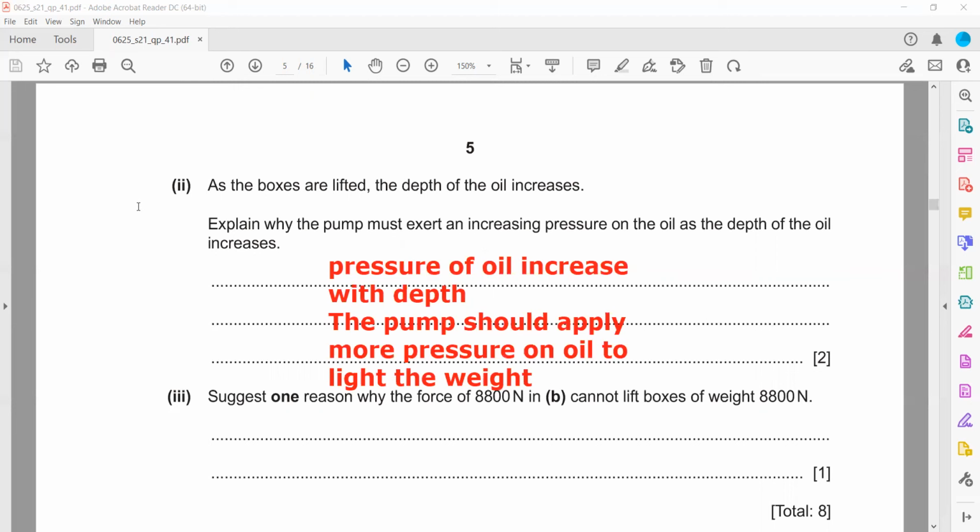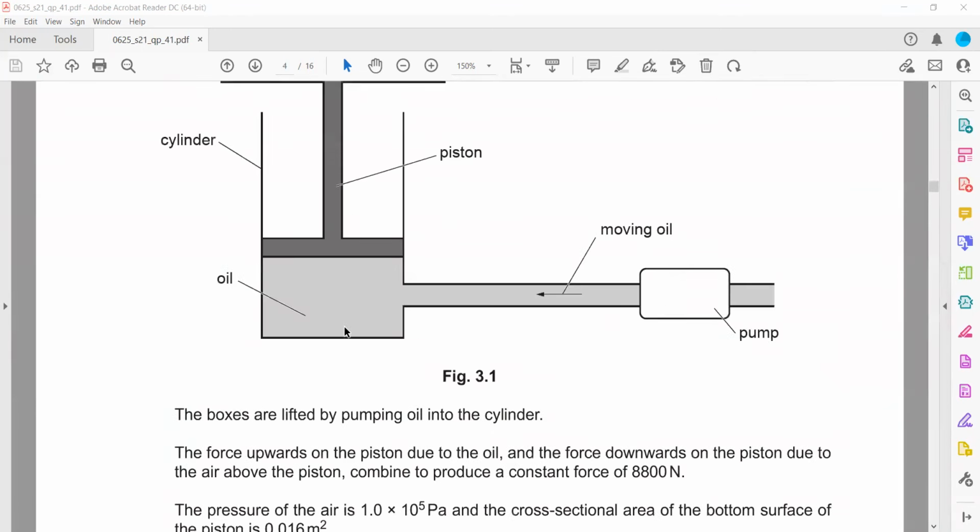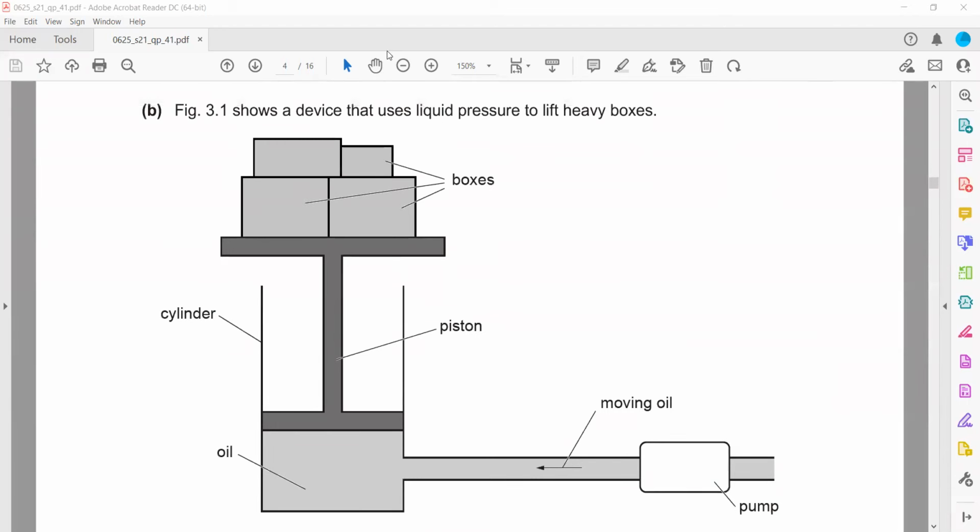So just one reason why the force of 8,800 Newton cannot lift the box of weight 8,800 Newton. So what is the reason? When we apply a force of 8,800 Newton, there's a resultant force of 8,800 Newton upward. There is a force of air, there is a force of oil, and the result of these two forces is 8,800 Newton. And if there is an object of 8,800 Newton placed, this force cannot lift this. Why can this force not lift?